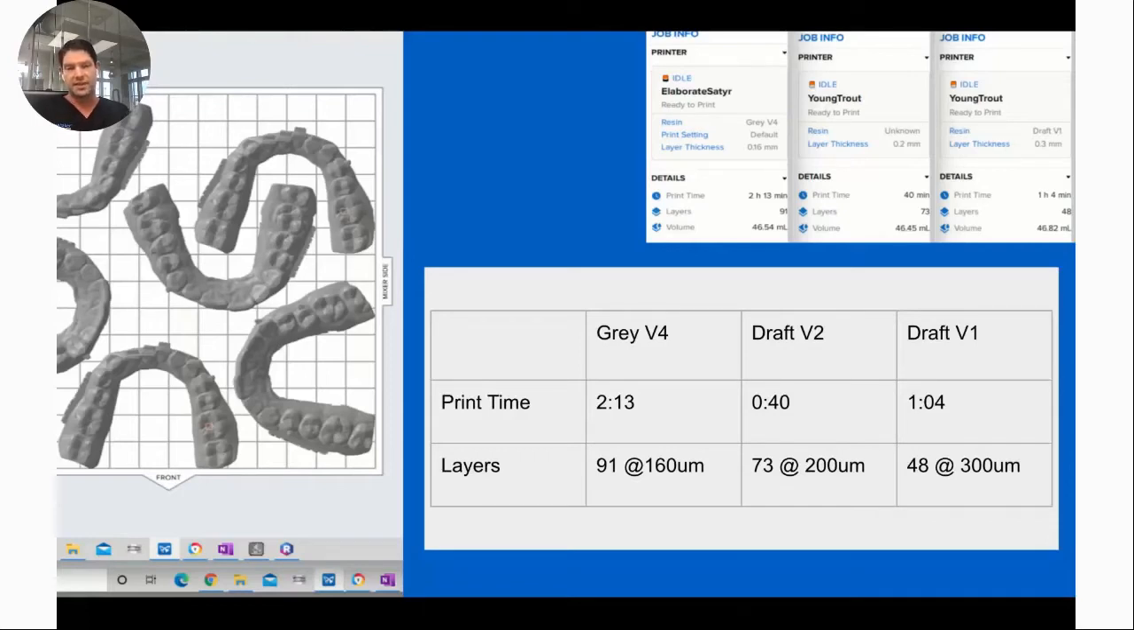And if I had printed that same print with regular gray version 4 resin, it would have taken over 2 hours to print. So from a time perspective, you can print significantly more with the second version of draft compared to either the first version, and certainly compared to the standard gray resin, which I would say most dental offices are using for their aligner production.